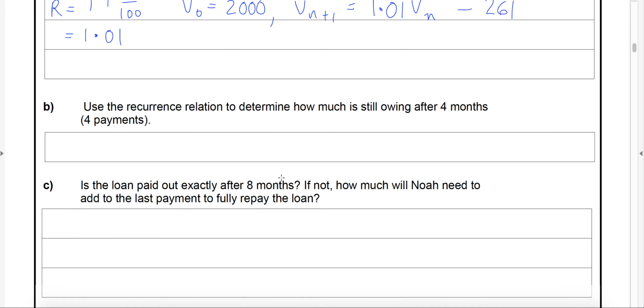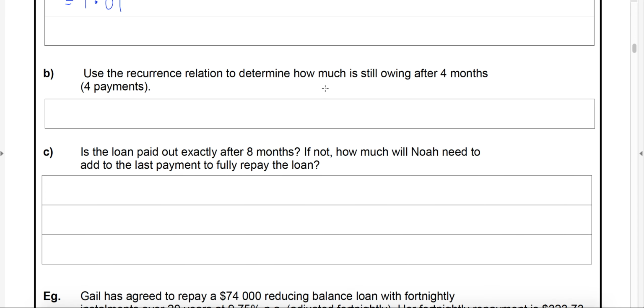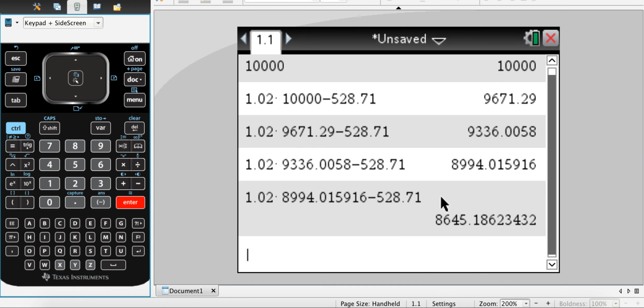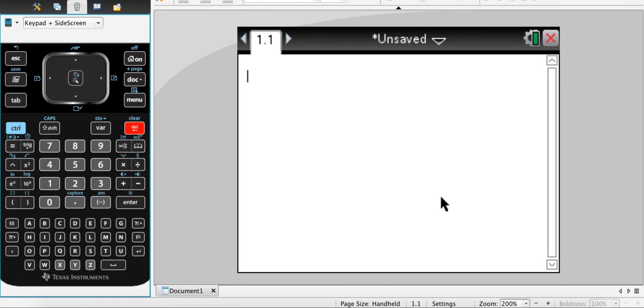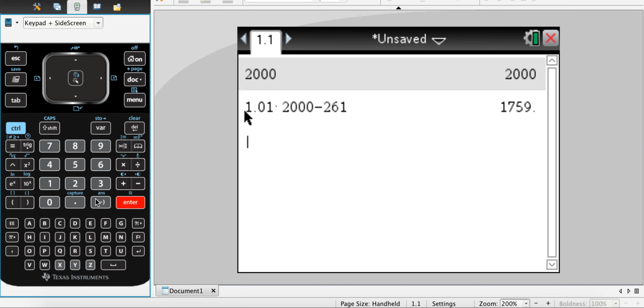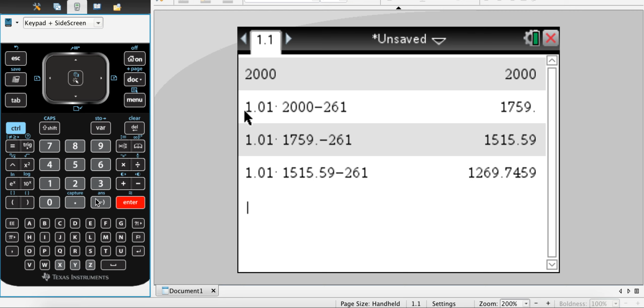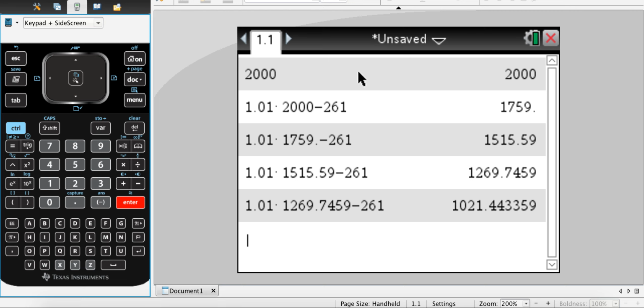We're asked then to use this recurrence relation to get how much is still owing after 4 payments or 4 months. So I'll just delete the one that we used previously and create the recurrence relation. 2,000 goes in, and then 1.01 times our answer, and then take away 261. We want after 4 months, so here's after 1 month, after 2, after 3, and then after 4. We get 1,021.44.